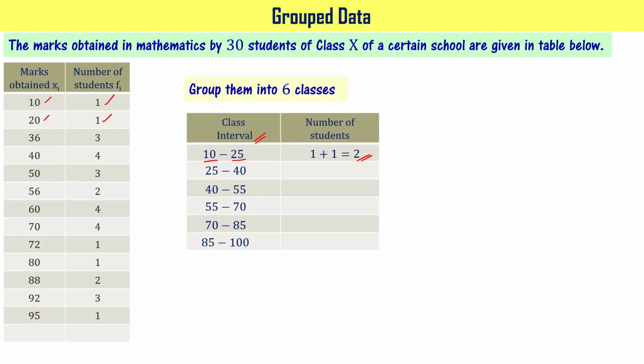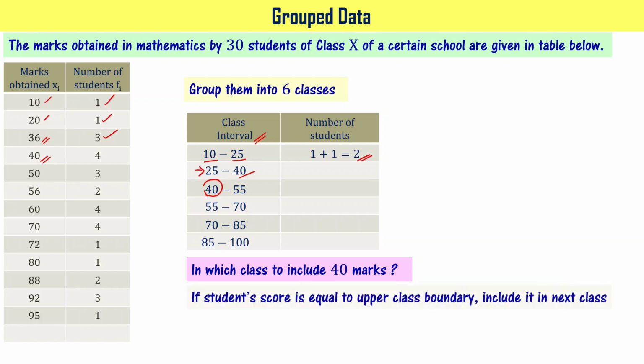Now we have to see 25 to 40 class. How many students are there? 36 belongs to this particular class. Mark 36 marks is part of 25 to 40 marks, right? That's why these students are going to be part of 25 to 40 class. What about this particular 40? Now the question is, I have 40 here and I have 40 here. Where to include? In which class to include 40 marks is the question.